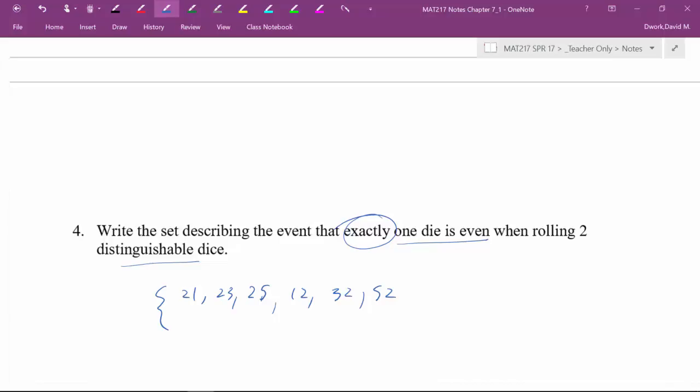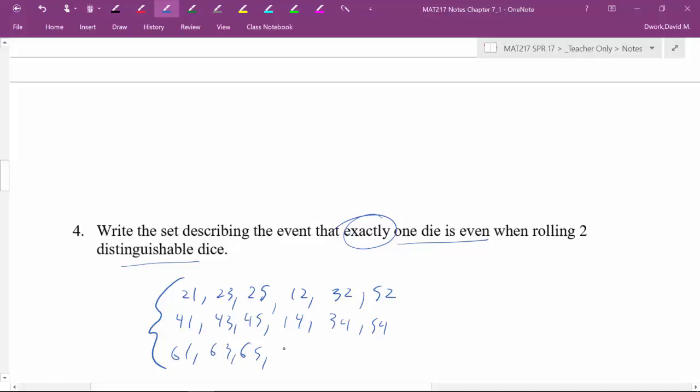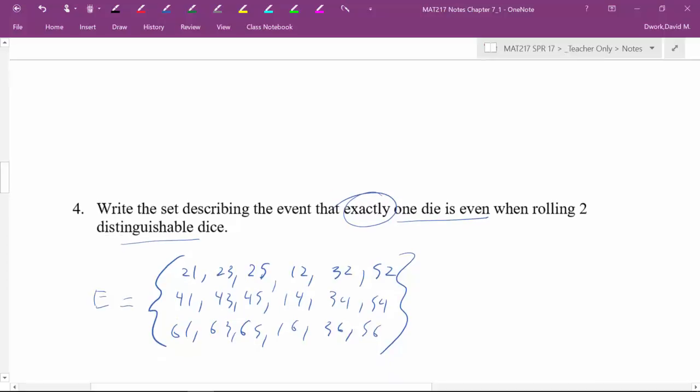So now what's another even number I could have? Well, I could have a 4. So I could have a 4 and a 1, a 4 and a 3, 4 and a 5, a 1 and a 4, a 3 and a 4, a 5 and a 4. And I think you are already ahead of me now. If you weren't with me at the very beginning, I think you got it now. We are going to do the exact same thing for a 6. 6 and a 1, 6 and a 3, 6 and a 5, 1 and a 6, 3 and a 6, 5 and a 6. And there we go. And you can call this one whatever you want. I'll call it E for even, I don't know.